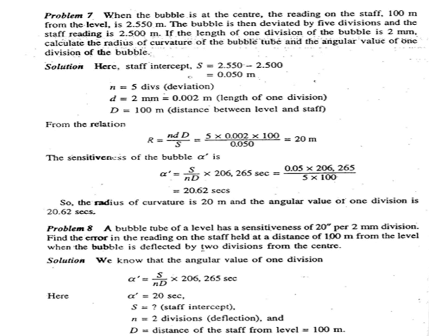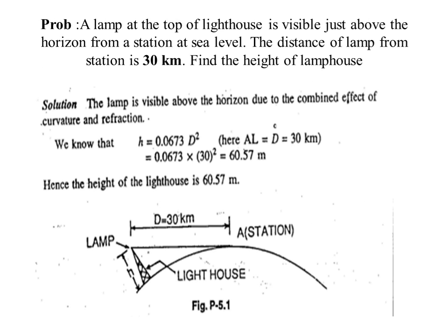Here we know that the angular value of one division is given by the expression alpha dash equal to S upon N d into 206265 seconds. Here alpha dash equal to 20 seconds, S we don't know, N equal to 2 divisions and D equal to 100 meter, that is the distance between staff and level. The previous problem is your homework.